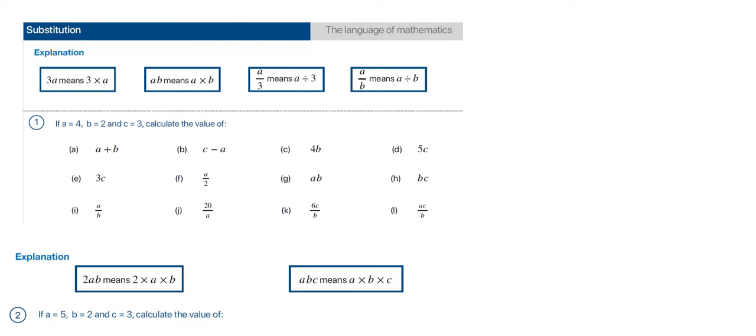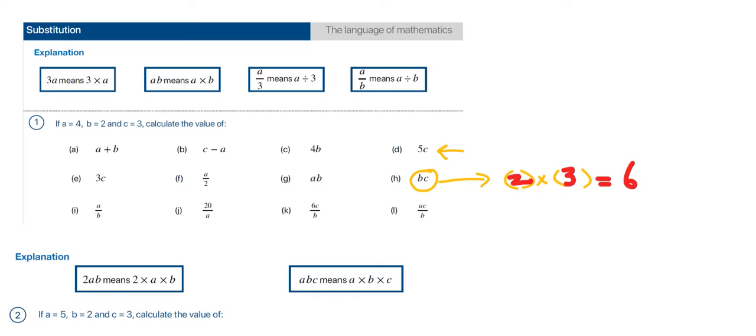Okay, so this is substitution. So we've already covered this line. Let's have a go at doing this. Well, BC is B, which is 2, multiplied by C, which is 3. So 2 times 3 is 6.